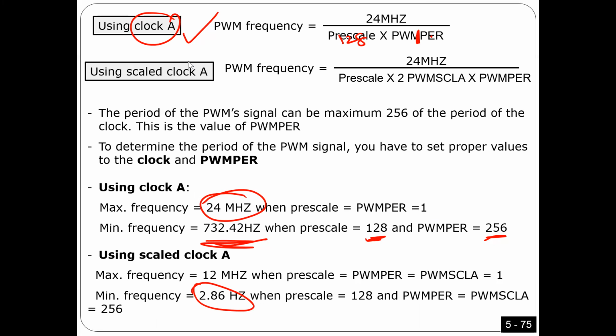So you have to select A or scaled A based on the frequency you want to generate. This scaled A can generate a frequency in this range. Scaled A can generate a frequency in this range. Is that okay, guys?